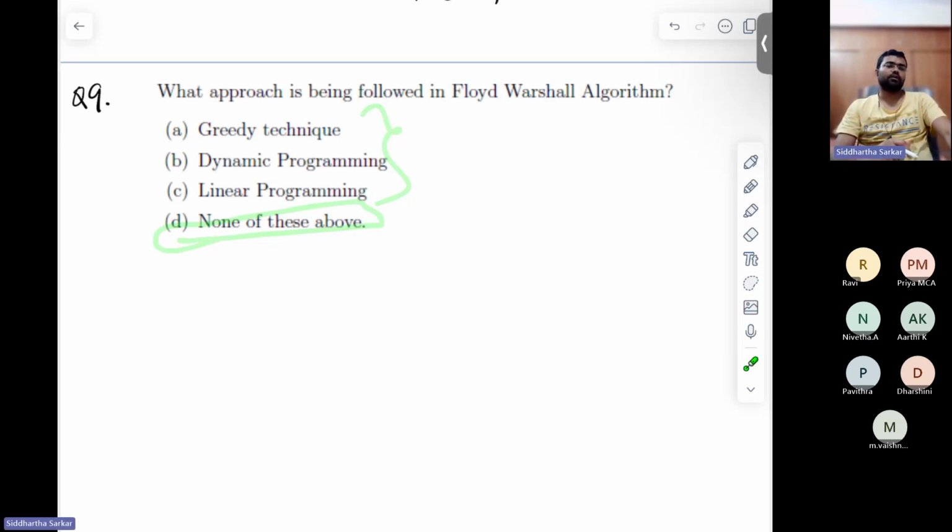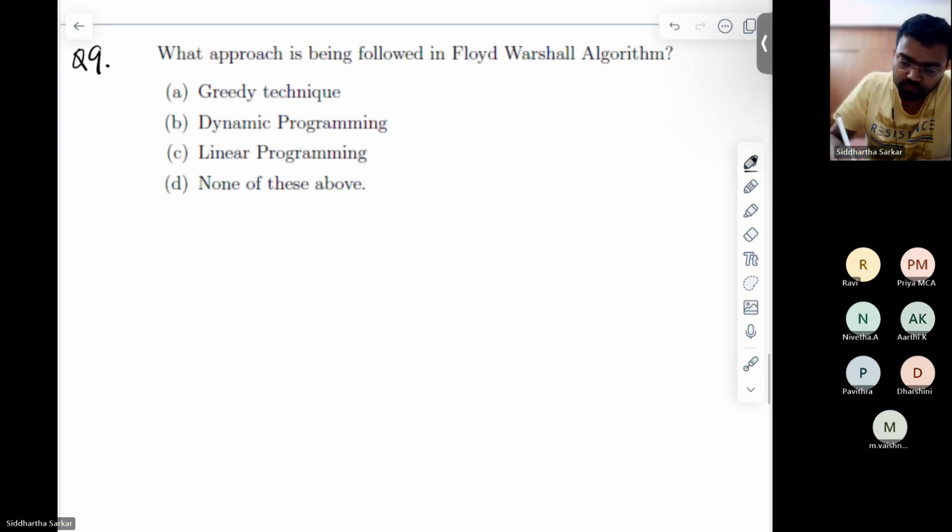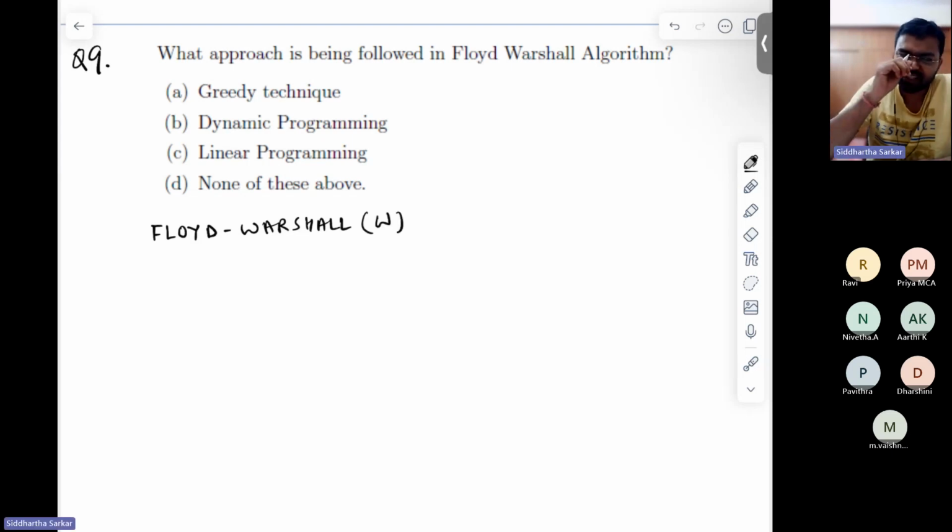So let me write down the pseudocode for Floyd's version so that you can recall it. Then we will be able to answer this question. So remember that, okay, let me first write down. We'll talk about it. What does it take? A weight matrix. I'll write it down first.